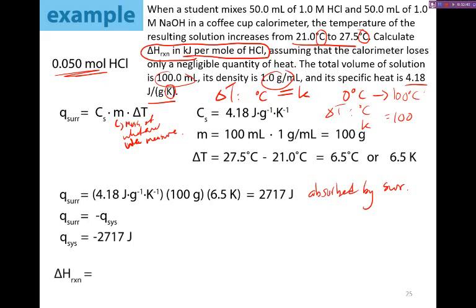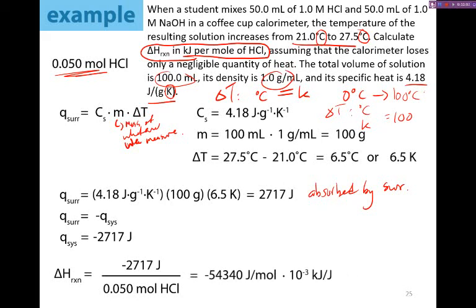So to find the enthalpy of the reaction in kilojoules per mole of hydrochloric acid, we're going to convert from joules to kilojoules and divide by the number of moles of hydrochloric acid. So we take the ratio, convert from joules to kilojoules, and we get that this is equal to negative 54 kilojoules per mole. Note that it is standard for all enthalpies of reaction to be given in terms of kilojoules per mole.